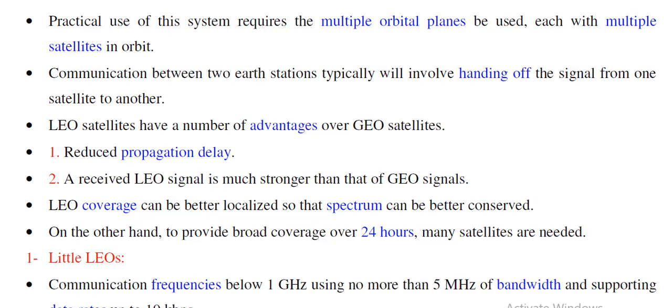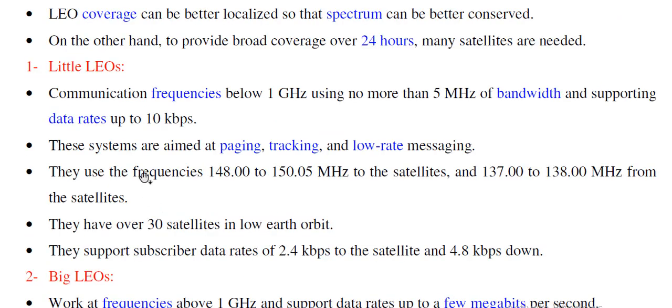Now we have a classification for the LEOs. We have the little LEOs and the big LEOs. The little LEOs use frequencies below 1 gigahertz and a bandwidth for each channel of no more than 5 megahertz, and with this 5 megahertz they support data rates up to 10 kilobits per second.